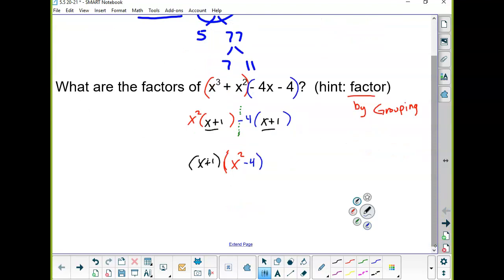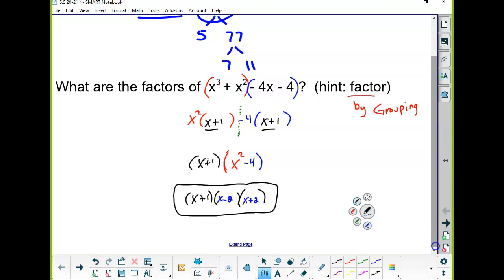And then we always ask ourselves, can we factor either of these parts further? Well, the x plus 1 is factored as far as it can go. But the x squared minus 4, that can be broken down into x minus 2 and x plus 2.